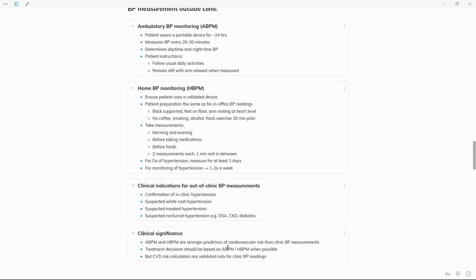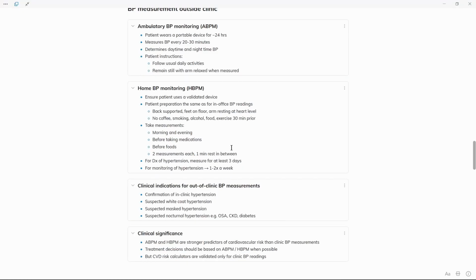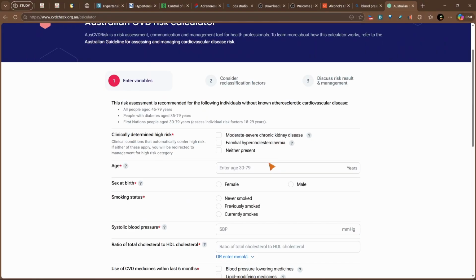However, the Australian Cardiovascular Disease Risk Calculator, which is this website here, is only validated for use with in-clinic blood pressure readings. And so if you give this calculator readings based on a patient's out-of-office blood pressure measurement, you might underestimate the risk of cardiovascular disease.